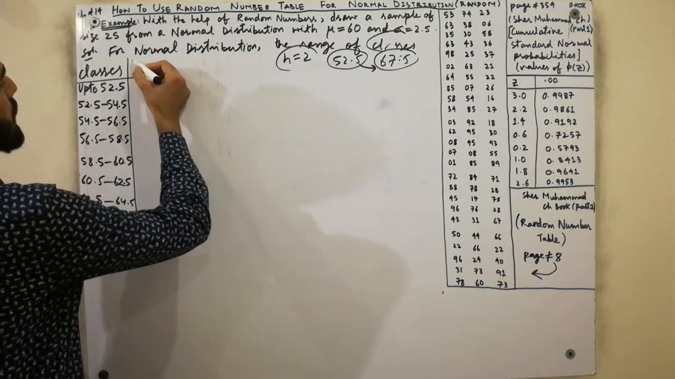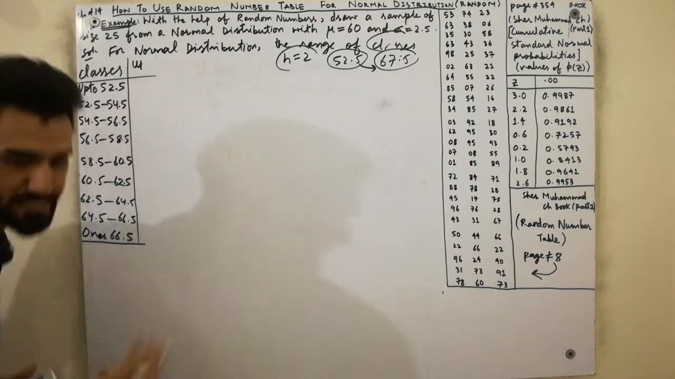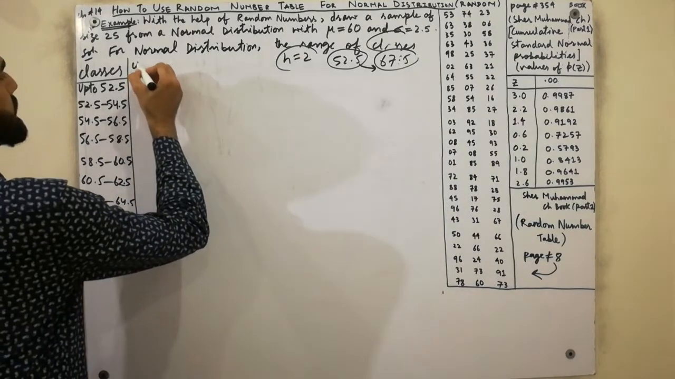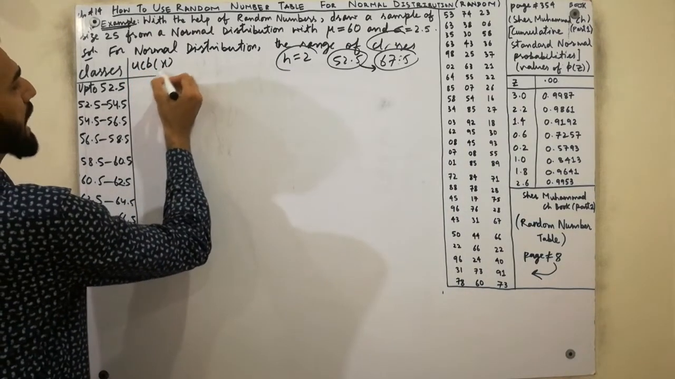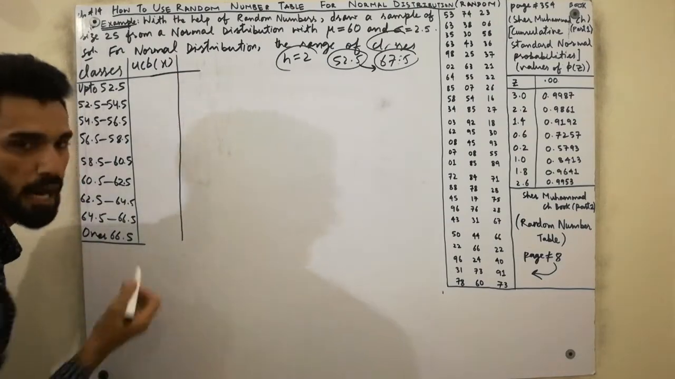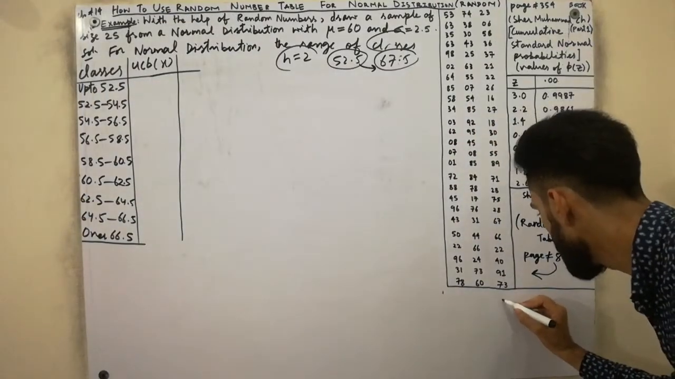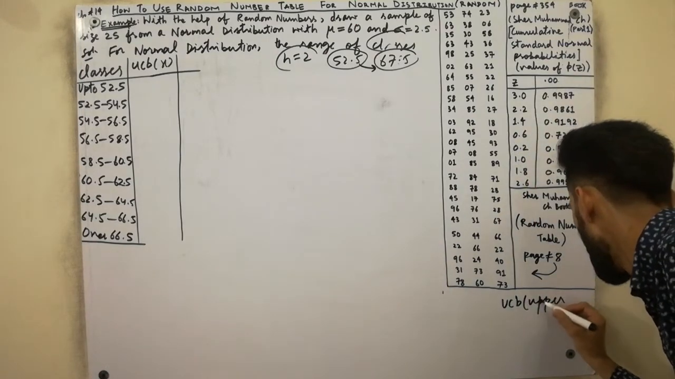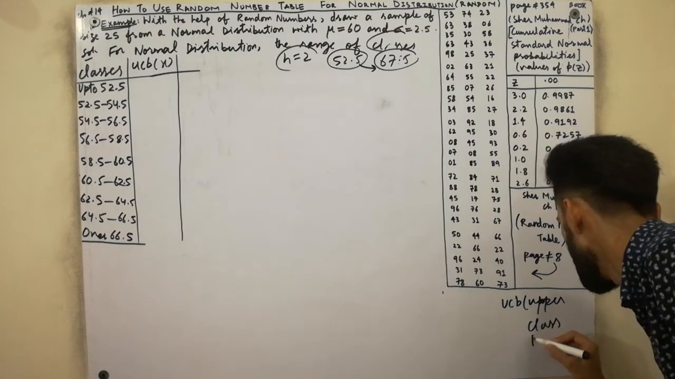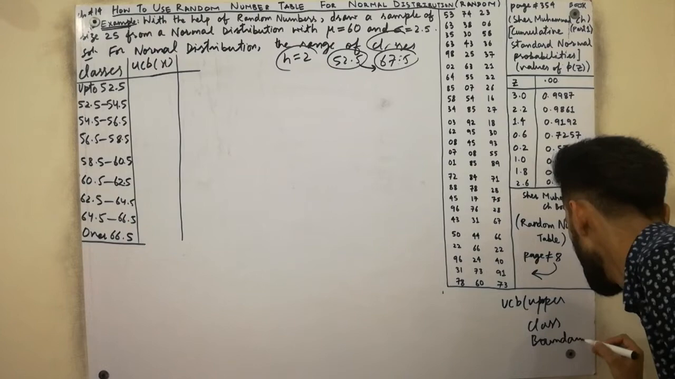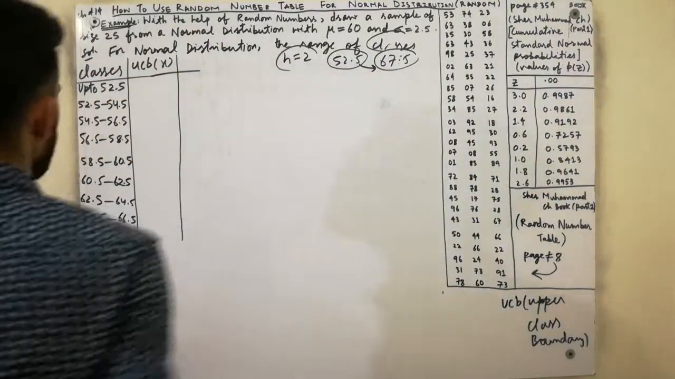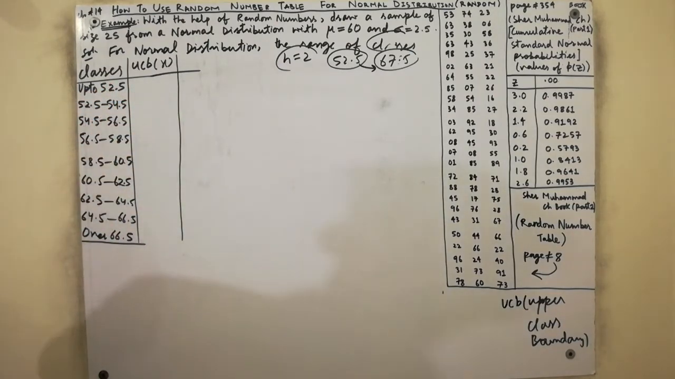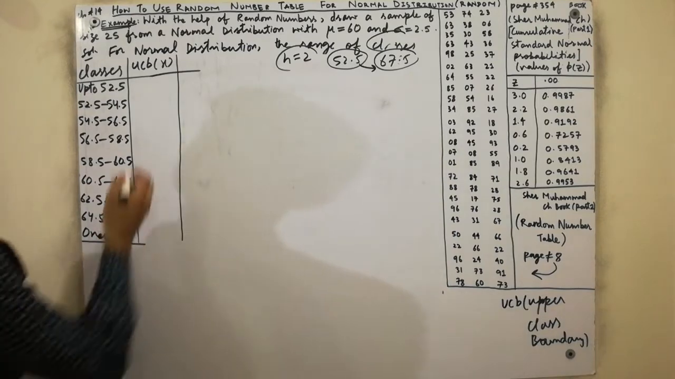The next step is upper class boundaries, which we can call x. UCB stands for upper class boundary. Here we have the lower class boundaries and these are the upper class boundaries. We will write the upper class boundaries here.